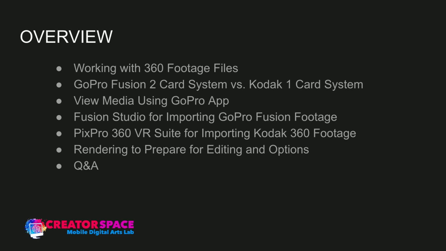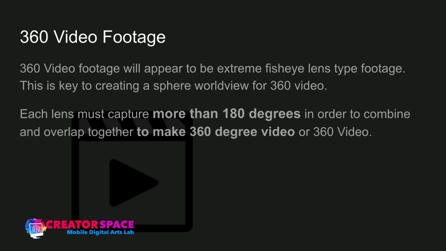So, working with 360 footage files. Remember that I opened some of the files last week, but the 360 video footage will appear to be an extreme fisheye lens type footage. The key is, this is what allows us to create a sphere worldview for 360 video. Each lens of the 360 video camera must capture more than 180 degrees in order to combine and overlap together to make a 360 degree video.